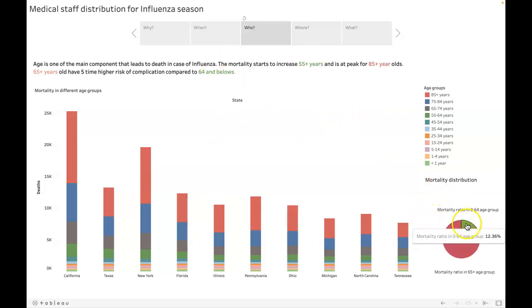And also we can see the mortality ratio between the older people, that is 65 plus year olds, compared to 0 to 64. The older population has 5 times more risk of mortality compared to the younger ages.